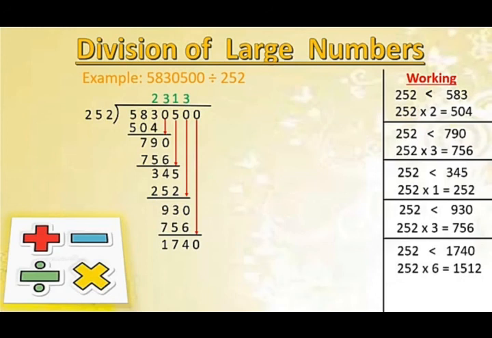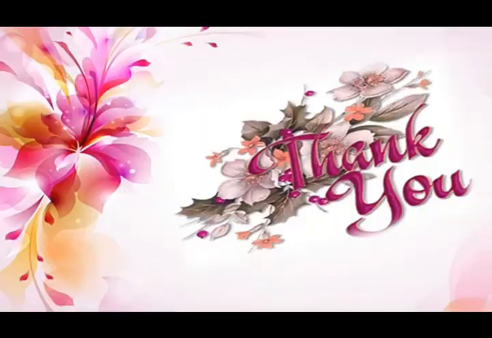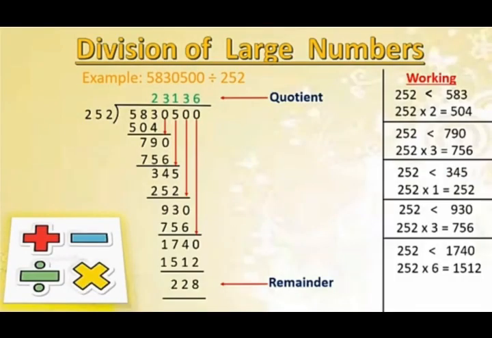Then subtract 1512 from 1740. The number left is 228. Children, as there is no number to bring down, we have completed our division. So the quotient is 23,136 and the remainder is 228.